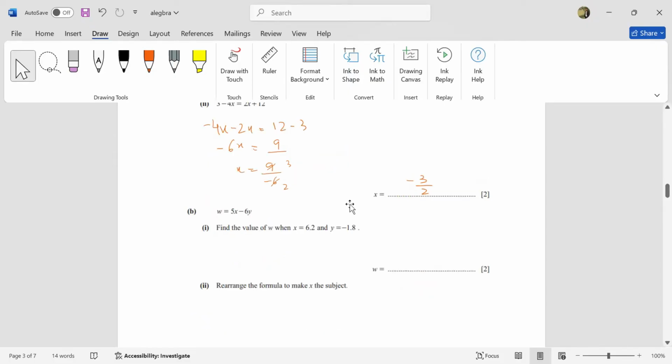You can give the answer as a mixed number also, although this is also fine. Okay, next thing. Find the value of W. X is 6.2 and Y is minus 1.8. Simply just inserting in the values, W is equal to 5 bracket 6.2 minus 6 bracket minus 1.8.